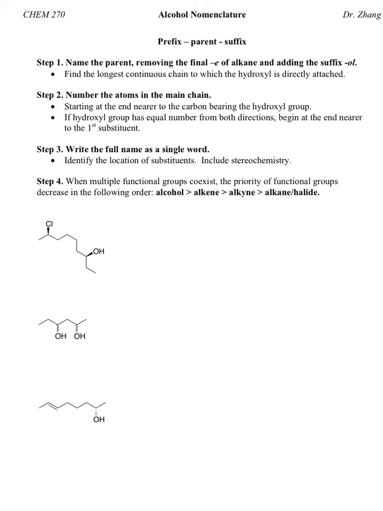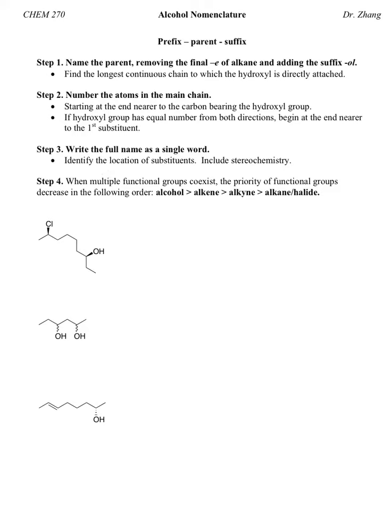We're going to follow these steps to name an alcohol. The first step, we find the longest continuous chain to which the hydroxyl is directly attached. Number 2, we number the atoms in the main chain, making sure that the carbon bearing the hydroxyl group has the smallest possible number. Number 3, we write the full name as a single word, including substituents and stereochemistry.